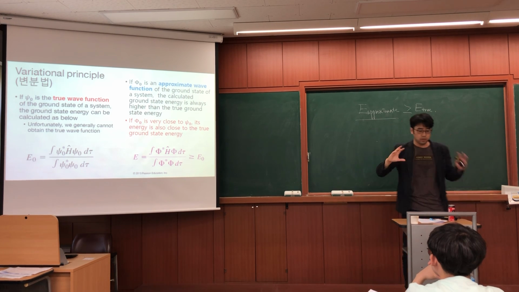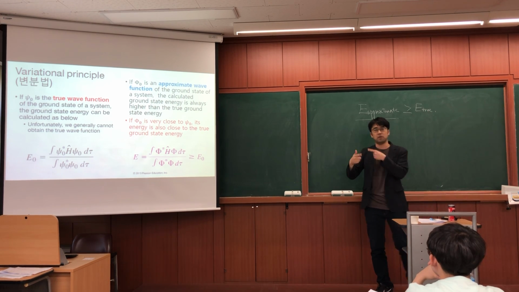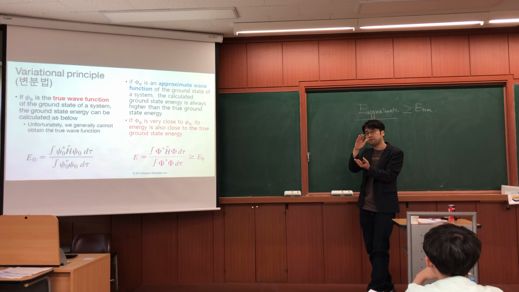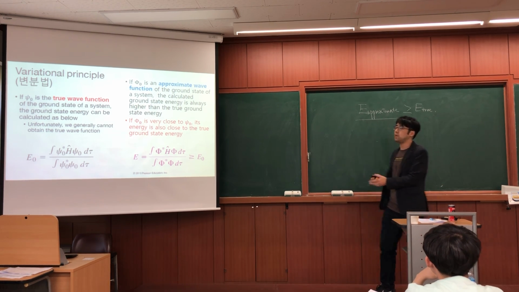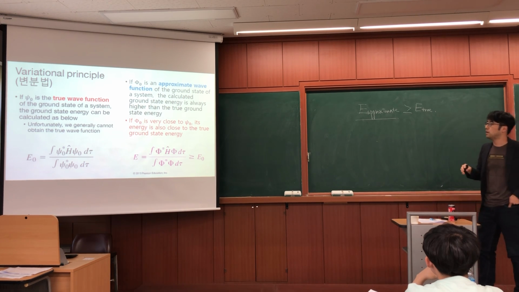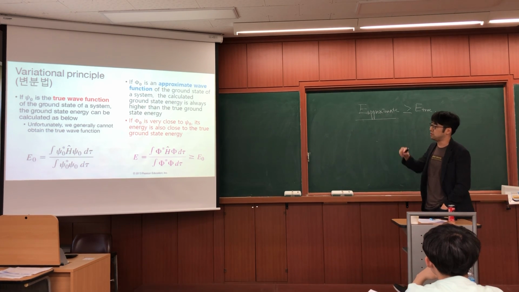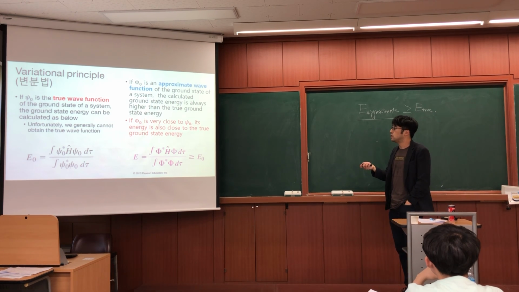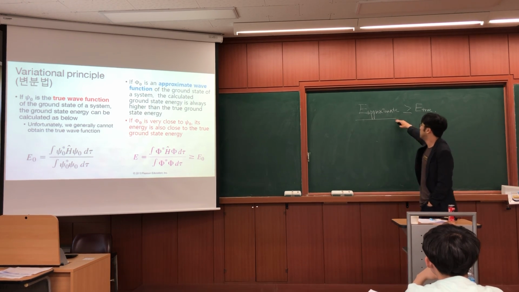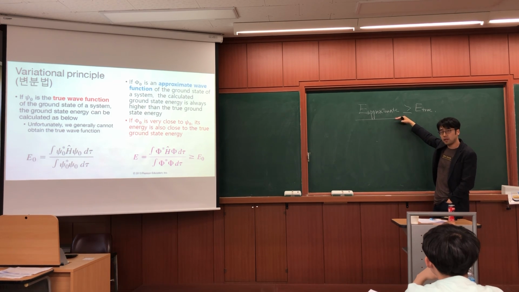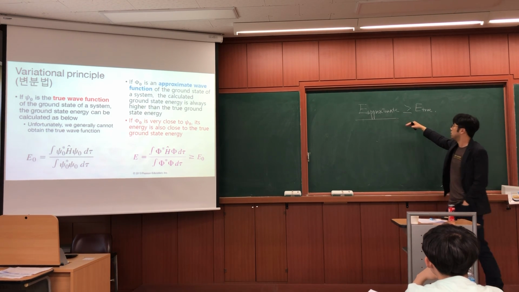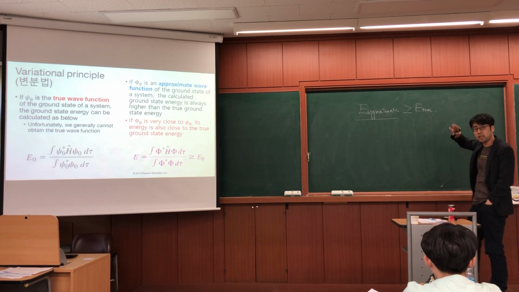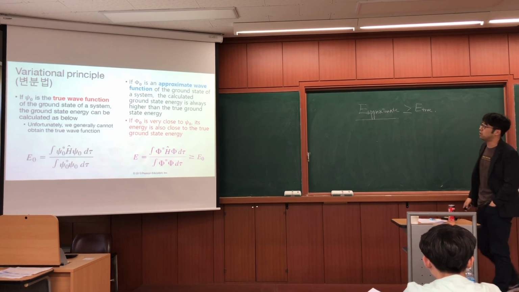So if we change some parameters in our approximate solution and the energy becomes lower, it means that we are getting better. But at some point, after several refinements, the approximate energy will not get any lower, because once it reaches the true energy, it cannot be lower anymore.